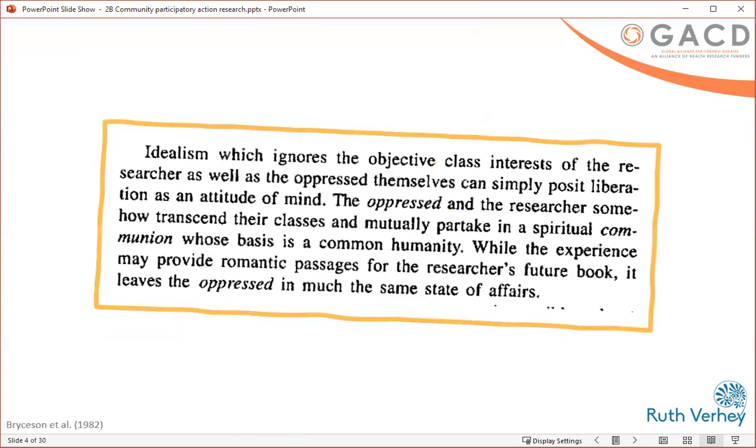I found this little quote from the 1980s, and you don't have to read it all, but basically it means we have to be so careful when we do community research so it does not become some romantic passage for a researcher's future book, which leaves the oppressed in much the same state of affairs. So you already get the idea of what we're talking about here.